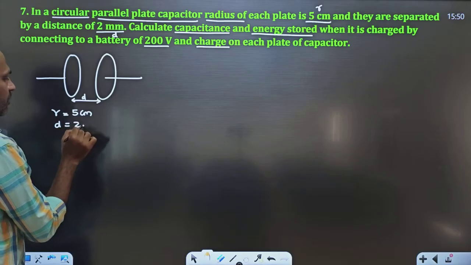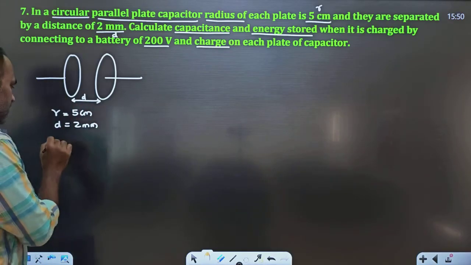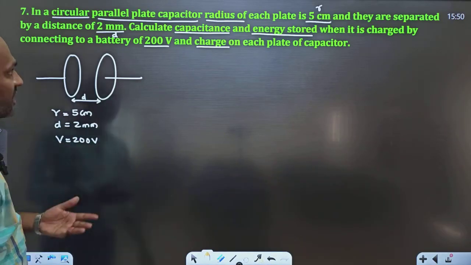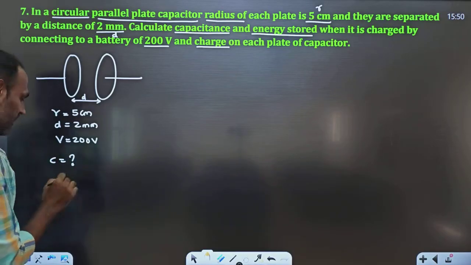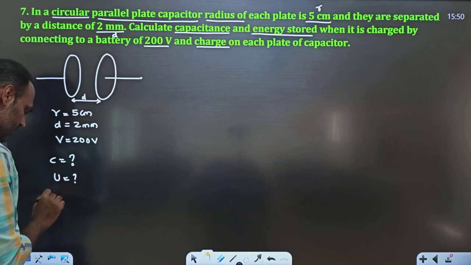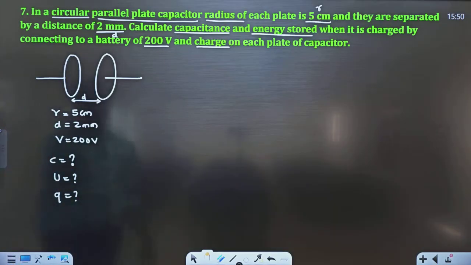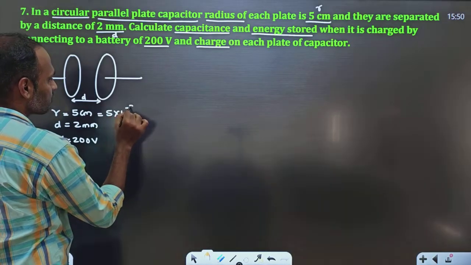And the distance between the two plates is given. It is 2 millimeter. The battery connected to this capacitor is given, it is 200 volts. They are asking us to calculate the capacitance, the energy, and the charge on each plate of the capacitor. These are the things we have to calculate. This 5 centimeter is 5 into 10 to the power minus 2 meter.